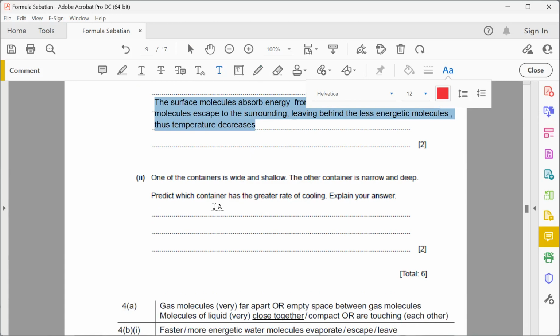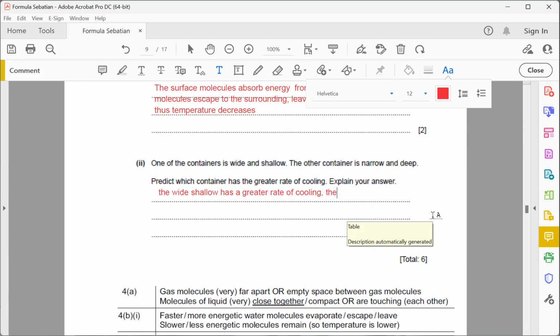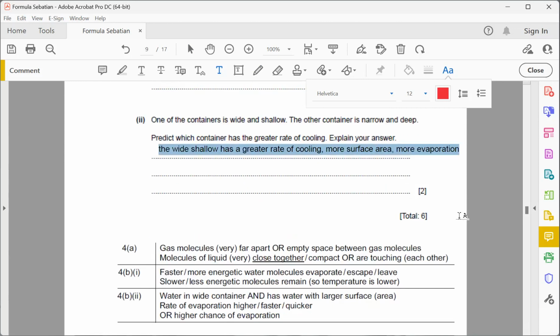Then this one here: predict which one is going to have a greater rate of cooling. Explain your answer. Obviously, you're going to say the wide and shallow one. The explanation is because more surface area, more evaporation occurs. However way you want to structure it, it's going to be fine. As long as you write a few keywords, it's good enough already.